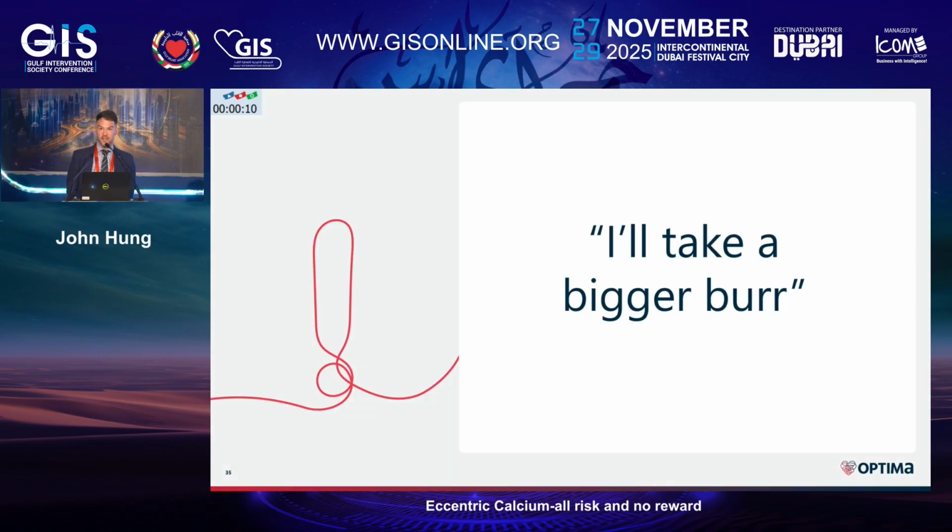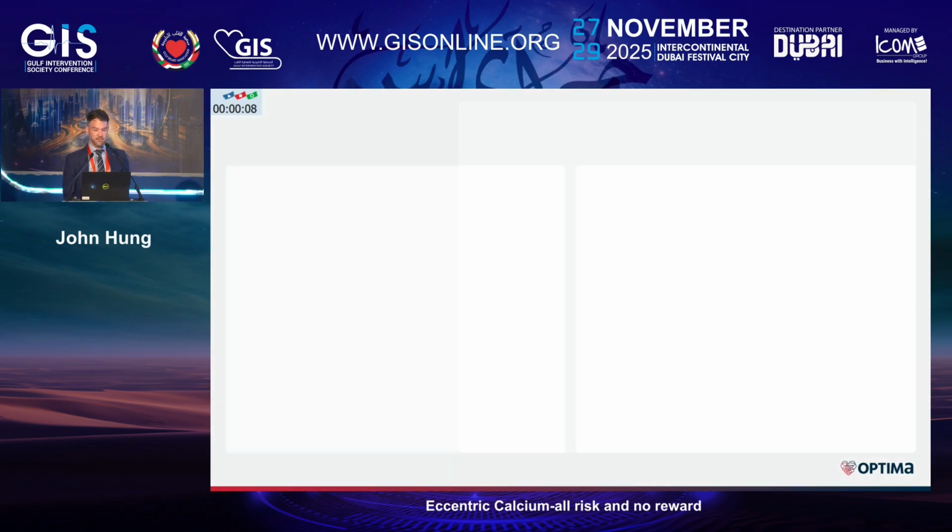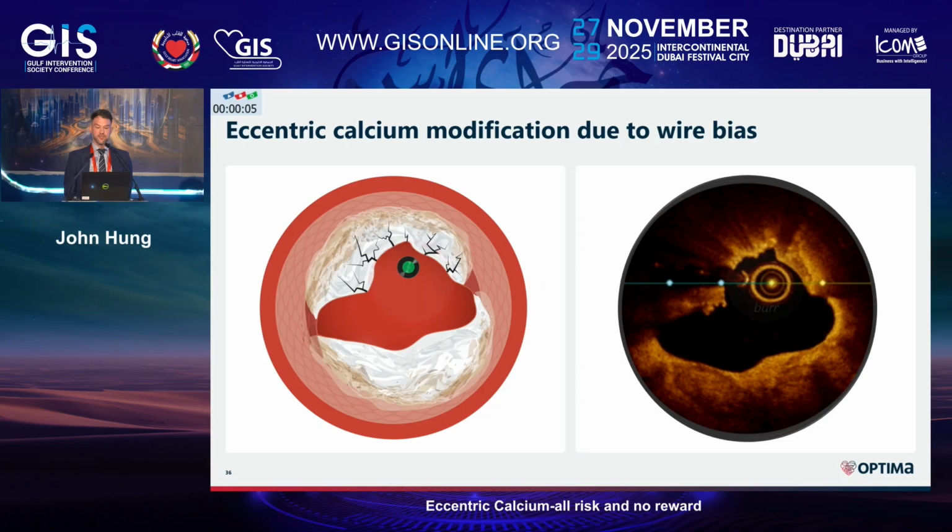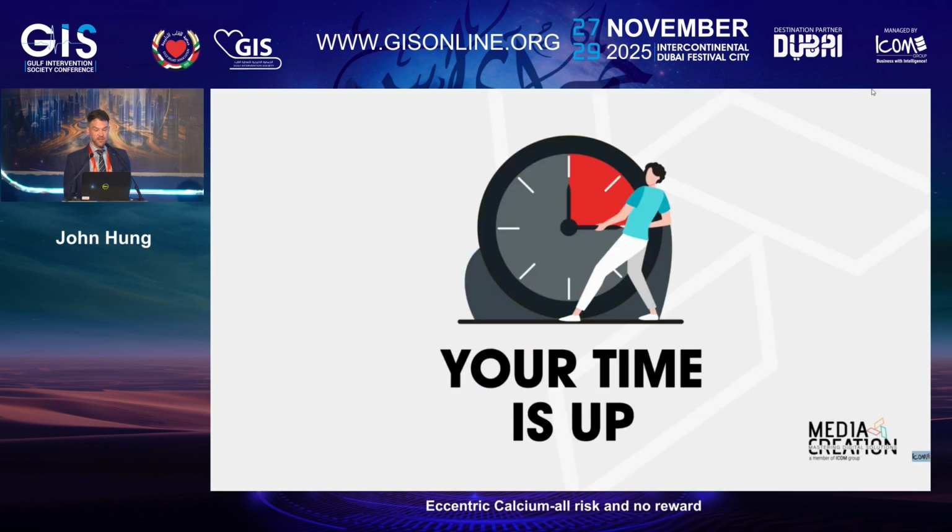So what do you do? Well, I'll take a bigger burr then. But of course, that burr is still not going to get anywhere near the contralateral eccentric plate, even if you make it bigger.